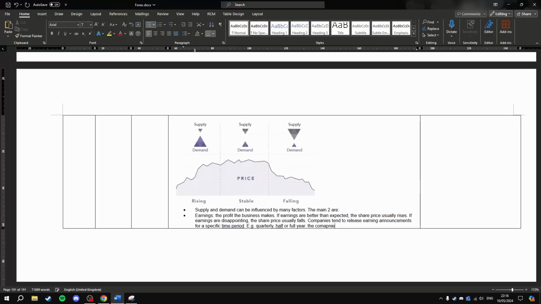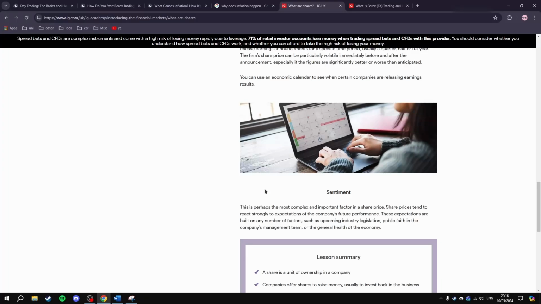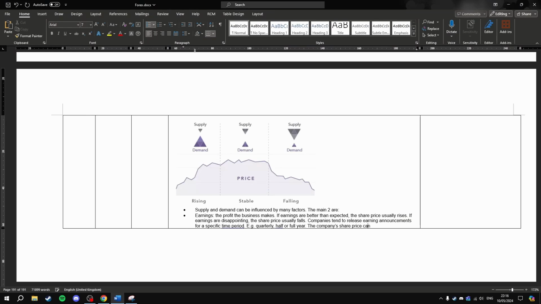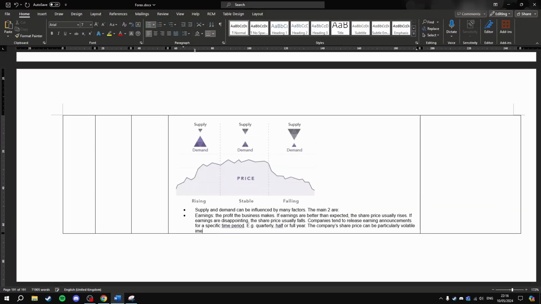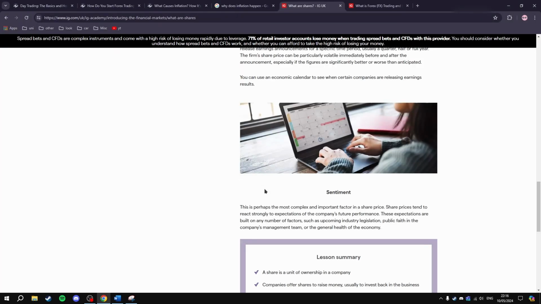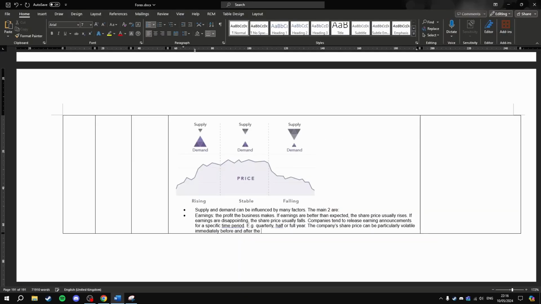The company's share price can be particularly volatile immediately before and after the earnings announcements.